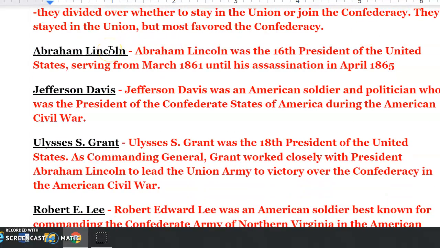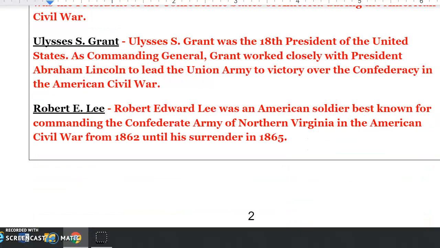Abraham Lincoln is the President of the United States. But remember, I told you that since the South had to secede, they had to elect their own president. Their president is Jefferson Davis. The people here at the bottom, Ulysses S. Grant, he is one of the main leaders of the Union Army. Robert E. Lee is also one of the main generals of the Confederate Army.